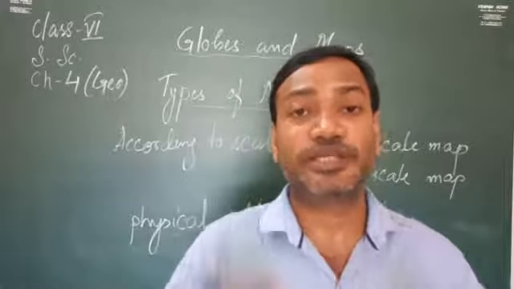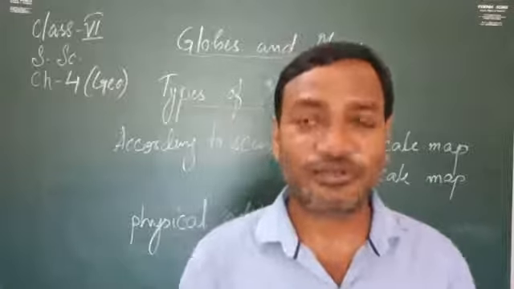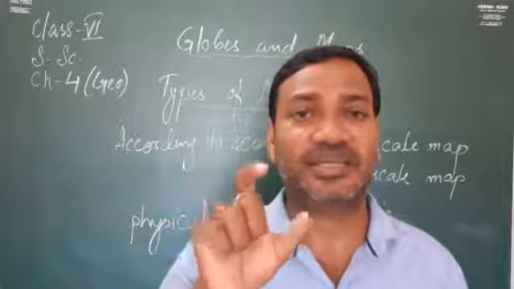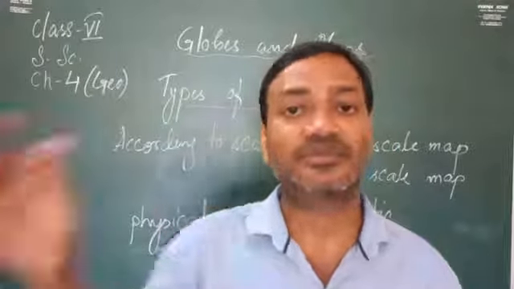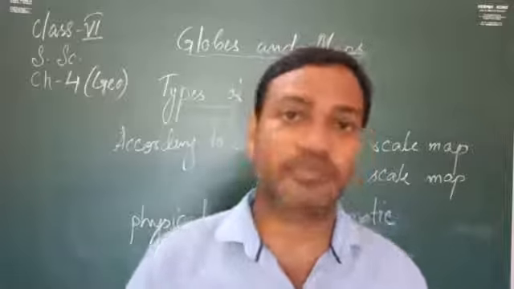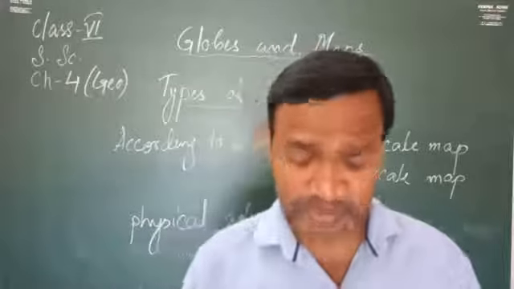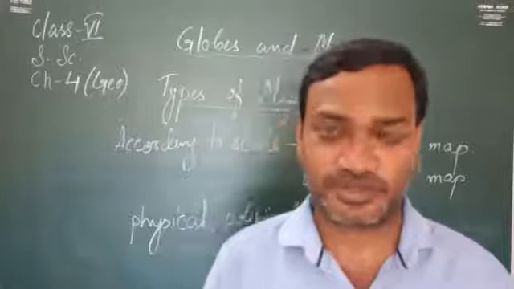If we know the boundary of a state, then it is very easy to understand that this much area is this region or this state, and that state has this much area. So it is called the base map. It shows various cultural, historical and economic activities.